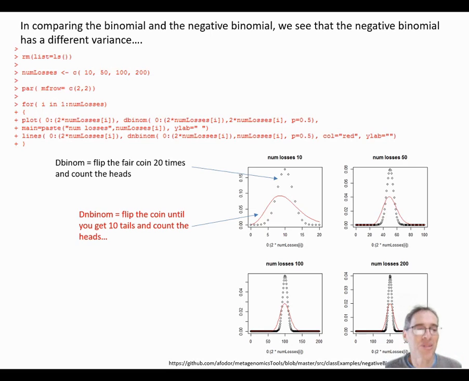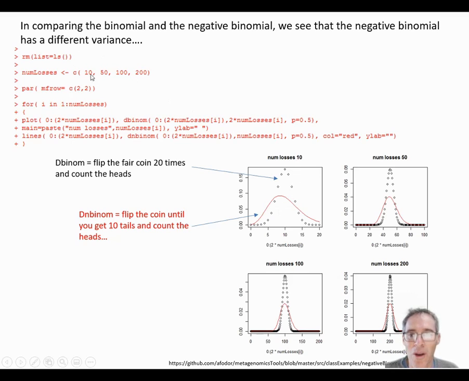And the last thing that we'll do in this mini lecture is to demonstrate that the negative binomial distribution, in fact, does have higher variance than the binomial distribution. So here I'm going to vary R from 10 to 50 to 100 to 200. Right, so this is the number of losses before you're kicked out of the tournament, and I'm going to compare a plot of the negative binomial distribution, dnbinom in red, and just the binomial distribution in black.